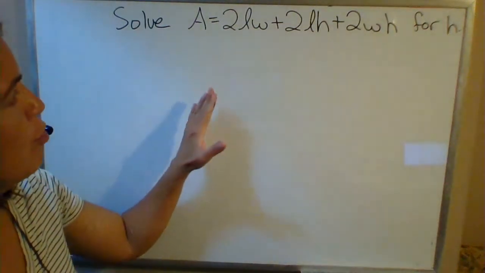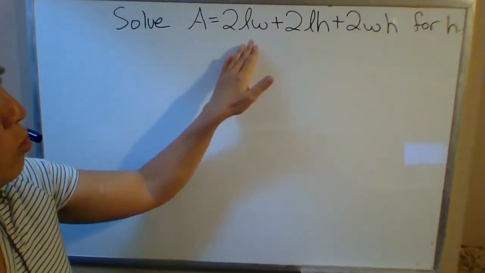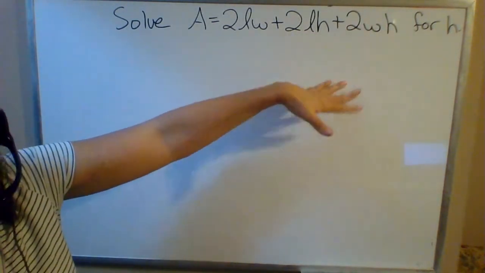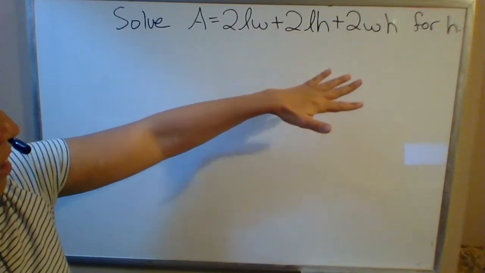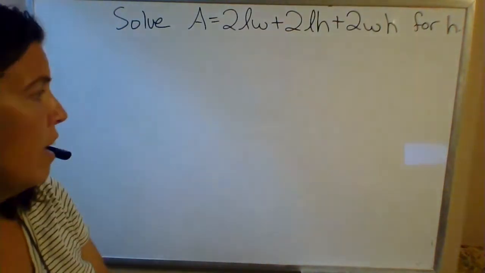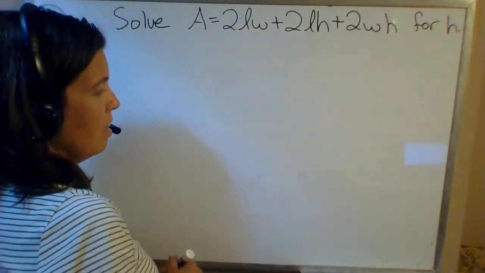Now we want to solve the formula A equals 2LW plus 2LH plus 2WH for H. This formula seems to be giving us the surface area for a rectangular solid.